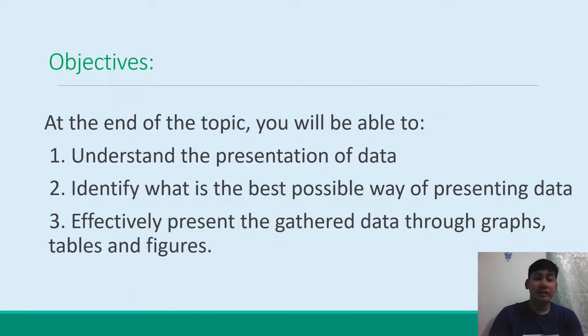Objectives. At the end of the topic, you will be able to understand the presentation of data, identify the best possible way of presenting data, and effectively present the gathered data through graphs, tables, and figures.